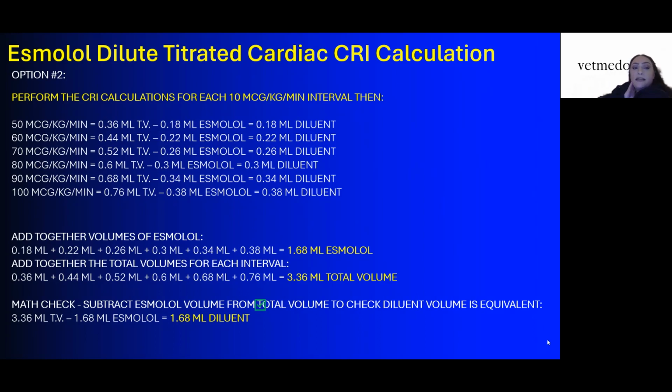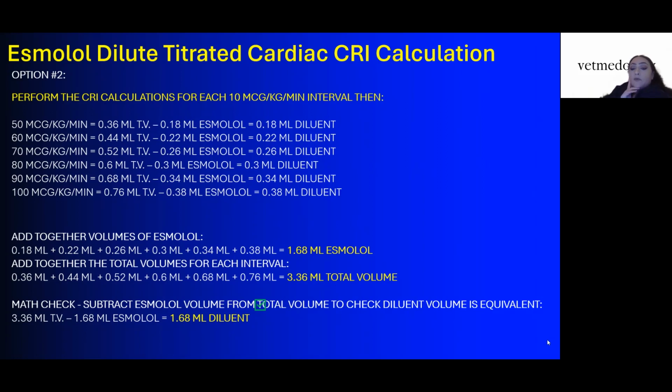So for 50 mics per kg per minute, we just calculated that. We got 0.36 mils total volume, and then we're going to subtract 0.18 mils of esmolol to ensure that 0.18 mils is our diluent. So we basically go ahead and calculate for each one of the 60, 70, 80, 90, 100 mics per kg per minute and enter all that information in, because then we need to add together all of our volumes of esmolol from all of the 10 mic per kg per minute intervals.